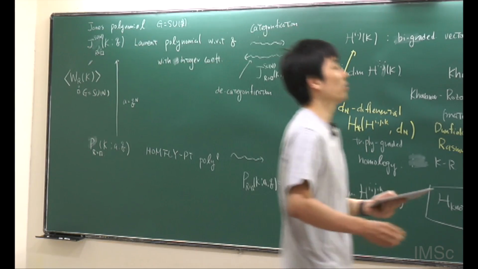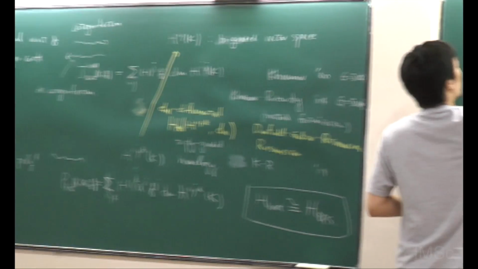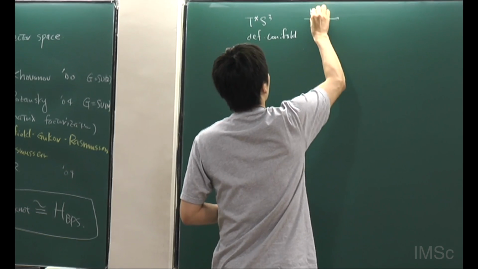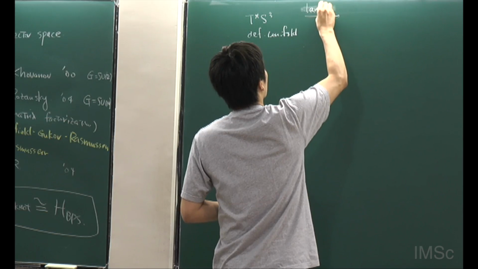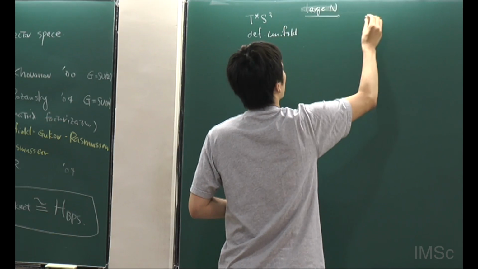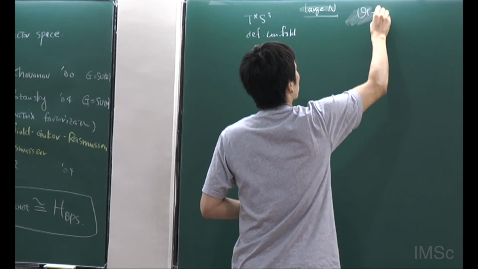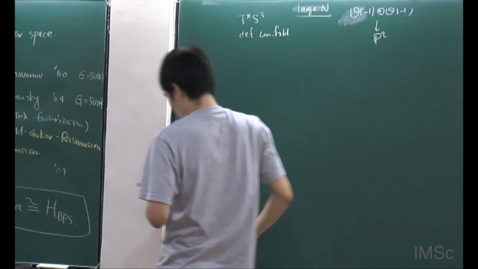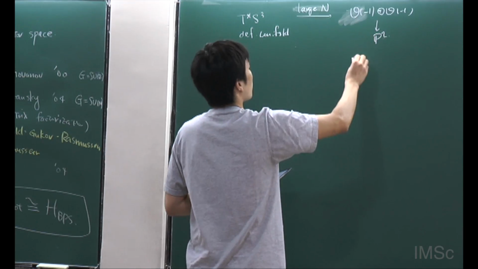As you may remember, the deformed conifold is the Calabi-Yau T*S^3. By geometric transition, if you take the large N limit, the T* of X is transformed into the resolved conifold.